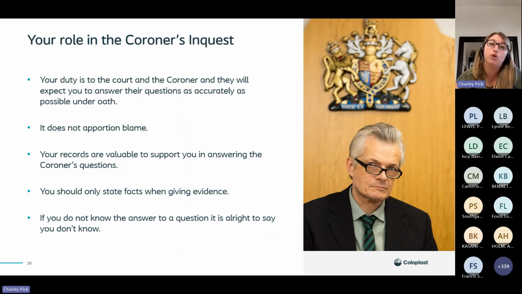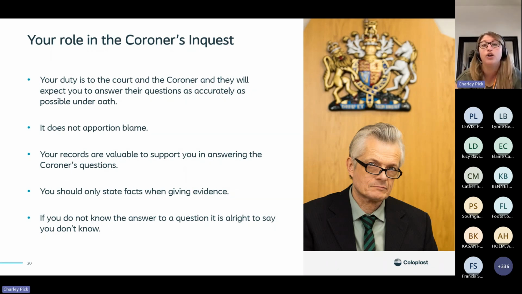So if you were called to a coroner's inquest, you will have legal representation. Your trust or care home will have legal teams that will support you through this process. They will give you advice on what you can and can't say. But it is your duty to the court and the coroner, and they will expect you to answer their questions as accurately as possible. And remember that it is under oath.